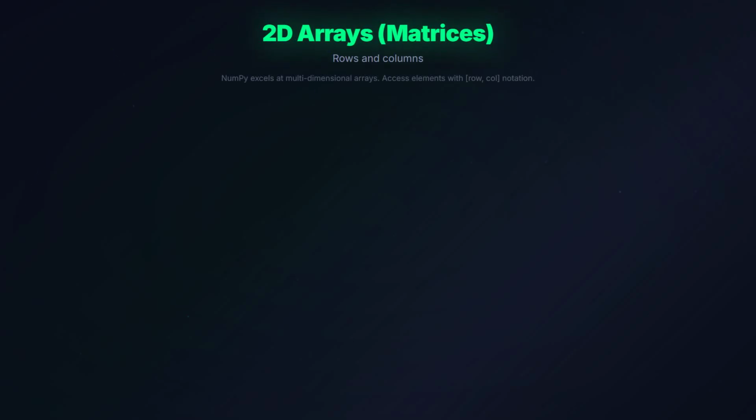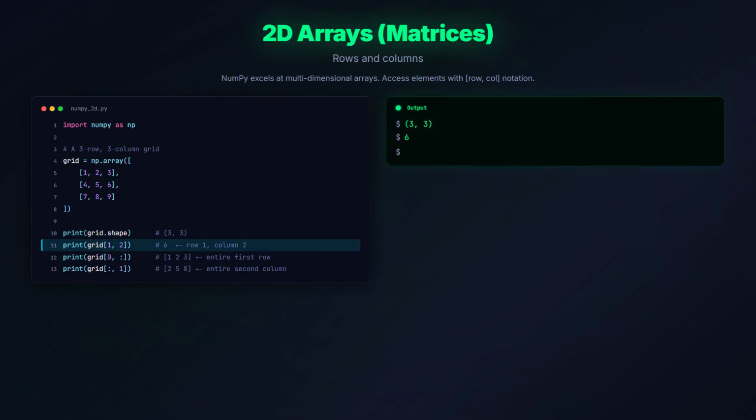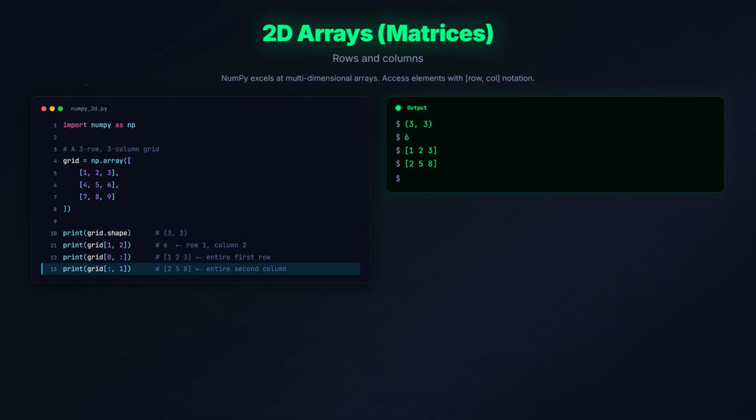NumPy excels at multi-dimensional arrays. Create a two-dimensional array by passing a list of lists. Access elements with row, column notation, entire rows with row colon, or entire columns with colon, column. The shape property tells you the dimensions. This is essential for image processing, machine learning, and any work with grids or matrices.